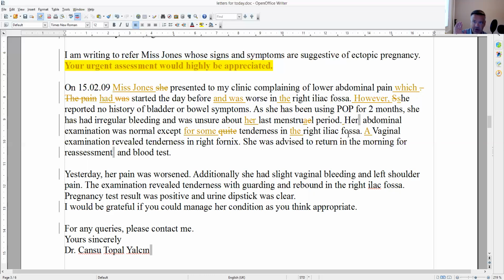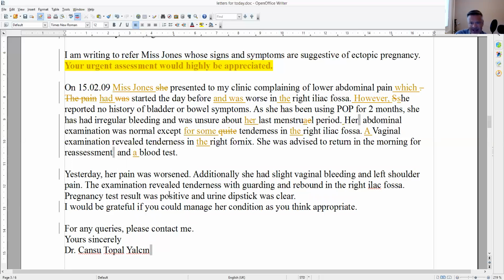We're supposed to be making grammatically complete sentences here. Okay, keep that in mind. Revealed tenderness, or a tenderness in the right fossa. She was advised to return in the morning for reassessment and a blood test or blood tests. If it's an abstract noun, you can make a plural form. Okay. Yesterday, her pain was worsened. Well, right, it was worse or it had worsened.